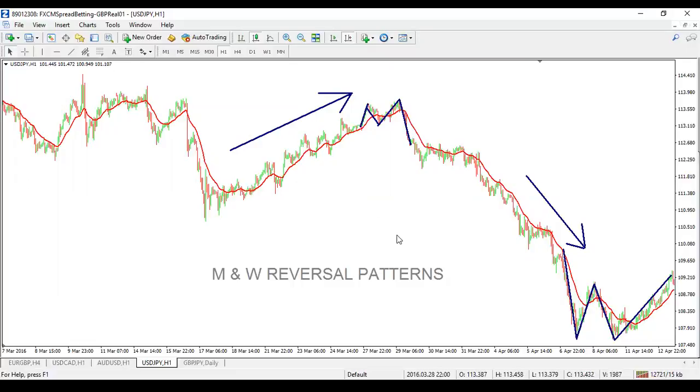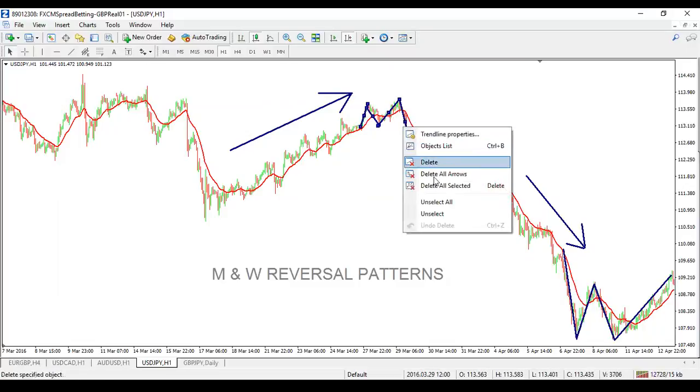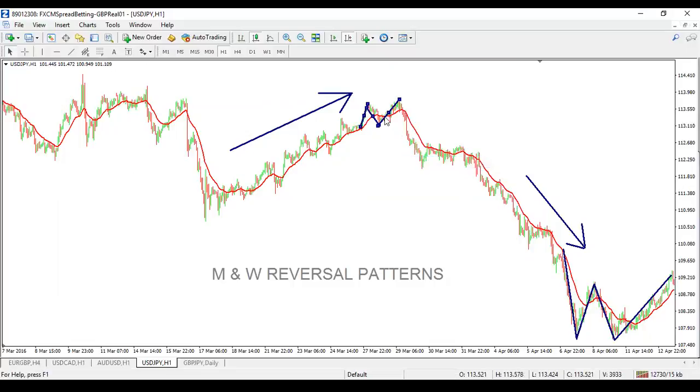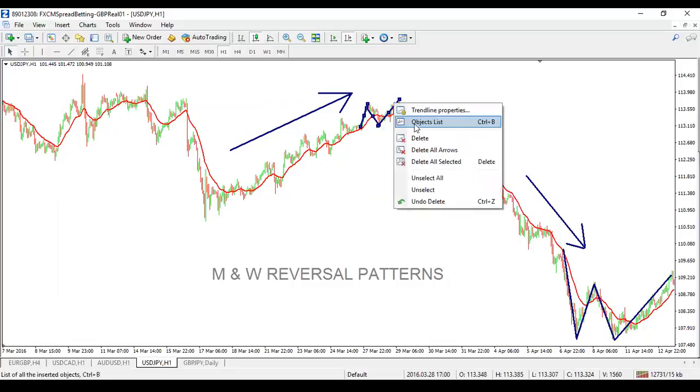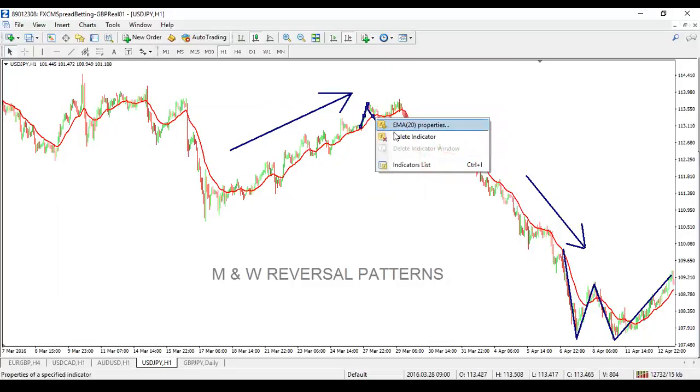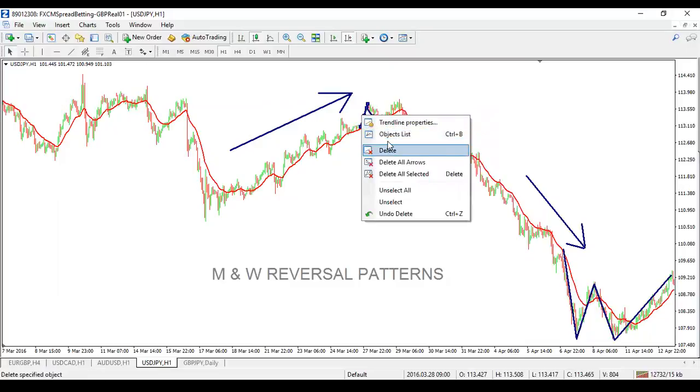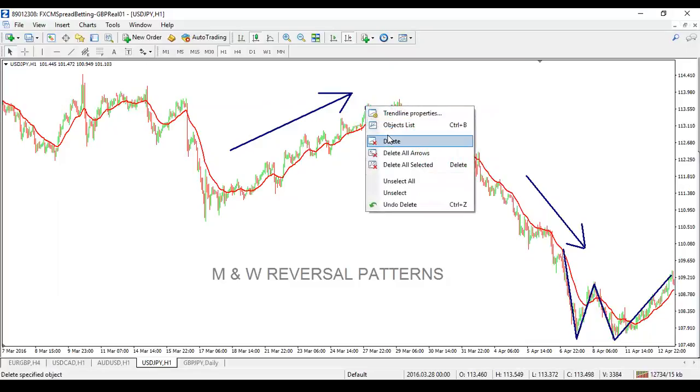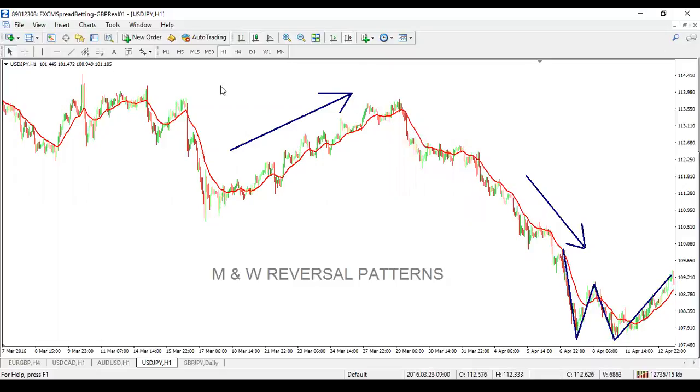So again, here are the examples. You see here, I've drawn in an M. Now, if I take these off, just so you can see what I'm looking at when I look at the chart. Right, here you've got a nice uptrend. It's on the hourly. Nice strong uptrend, higher highs, higher lows, and so on and so forth. And then it gets to the top here.